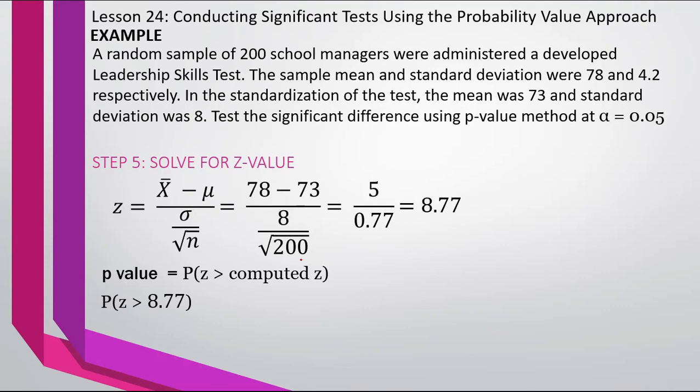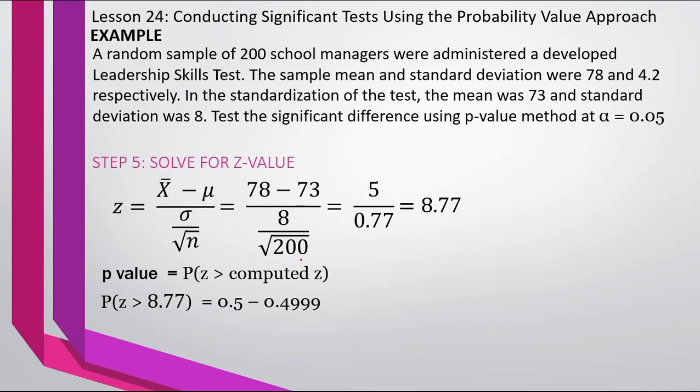Kapag sobrang laki na ng ating Z value or Z score, anong value ang kukumpute natin, ang ilalagay natin? Wala yung 8.77 sa Z table, right? So, kapag ganito, ang ilalagay natin ay 0.4999. Yan. Kasi sobrang laki na. 3.3, malaki pa yan. Pero ito, sobrang laki na. So, 0.4999. Yan. Which is equals to, subtract lang natin mula sa 0.5.